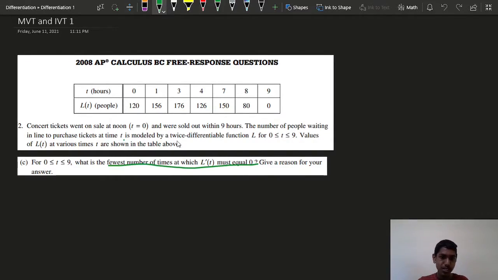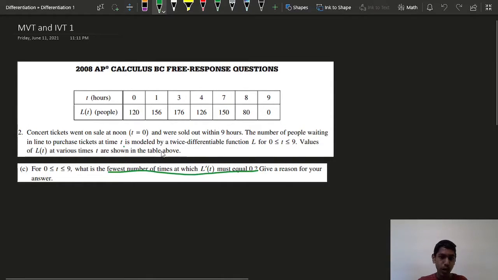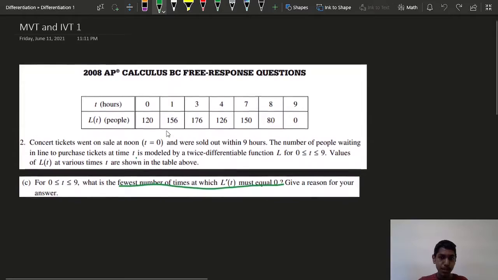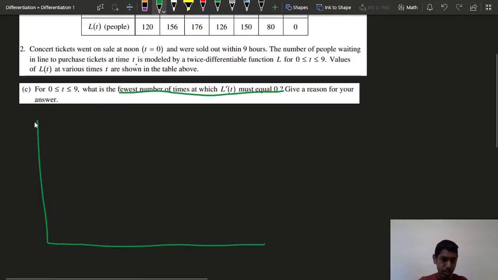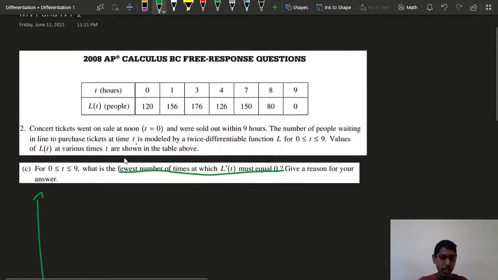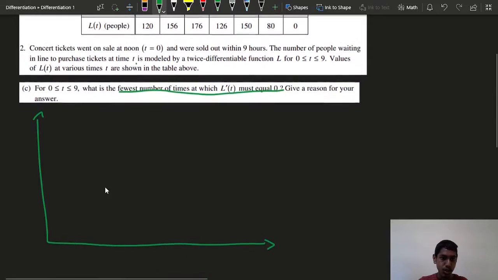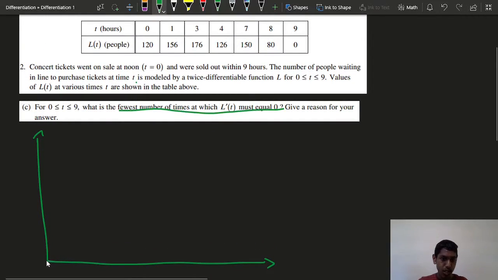Okay, so we can't quite use IVT here because it's asking for L prime of t and not L of t. But maybe we could first sketch this just to get an idea of what this table looks like. So we've got 0, 120. Again, this is not super to scale, and you shouldn't spend too much time making this to scale. Whatever, it's fine.